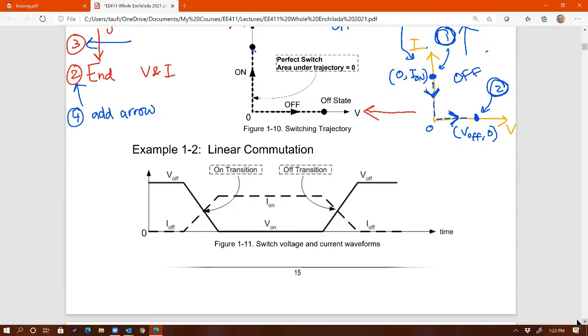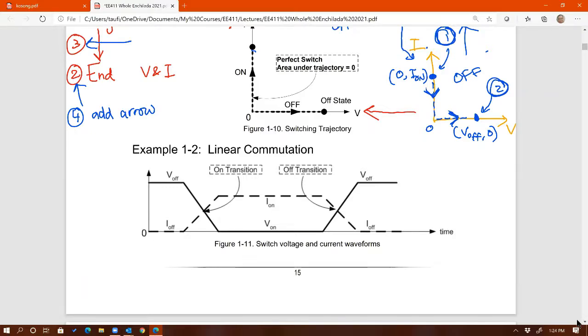So same thing with the turn off transition. You can see that both voltage and current of the switch change simultaneously, at the same time. And again, it takes time for both to turn on and off. So how do you draw this? Apply the same concepts, the same steps, 1 through 4. Know the beginning of the transition, know the end of the transition, know what happens in between, and then you add the arrow.